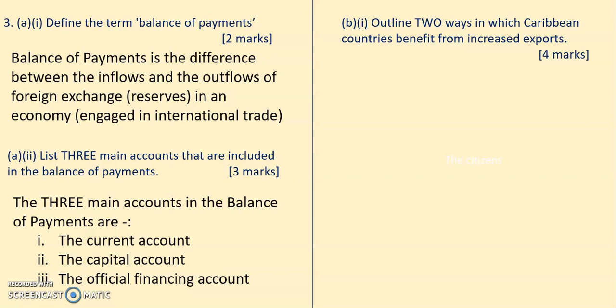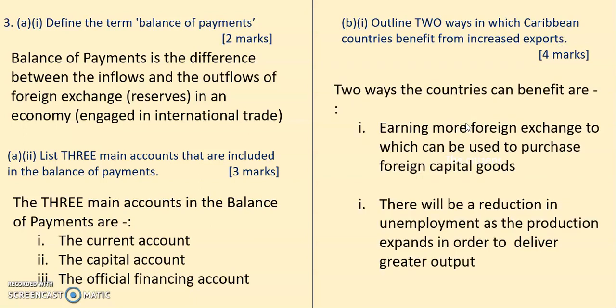All right, part B says, well, outline 2 ways in which Caribbean countries benefit from increased exports. Now, I think the key phrase here is increased exports. So not just from exporting, but from increasing their exports. All right, so 2 ways. One, of course, is that they will earn more foreign exchange, which they can then use to purchase foreign capital goods, machinery and technology and whatever, to help them increase their production.